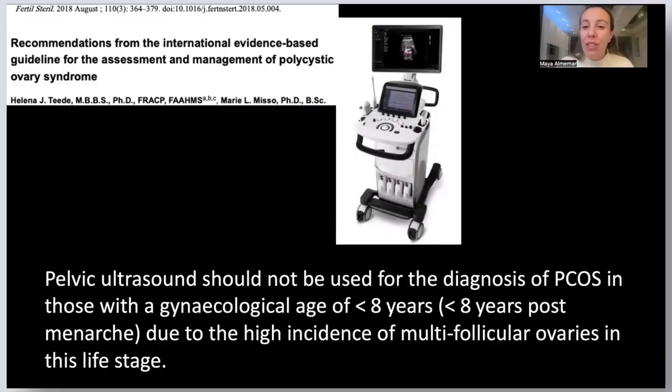However, ultrasound is not used in the diagnosis of PCOS in those with a gynecological age of less than 8, meaning within the first 8 years after your first period. And the reason for that is that it's very normal to see lots of follicles within the ovary within this cohort of patients. And so it's not part of the diagnostic criteria, but oligoanovulation and clinical or biochemical hyperandrogenism is, and you have to have both of those to have the diagnosis.